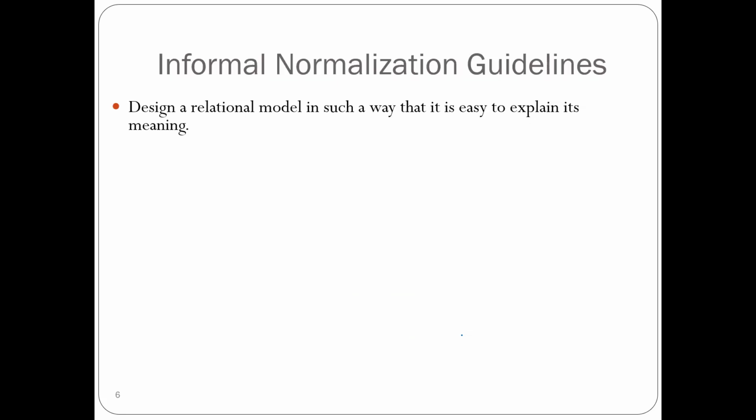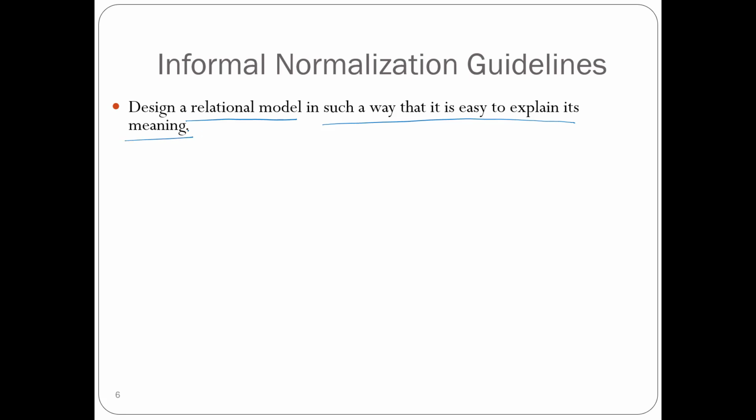Okay, good. So let's continue this discussion and let's see what the informal normalization guidelines are. Here again, it will not be very technical stuff till these one or two slides, and after that, we'll get into a little detail and we'll learn a few interesting things. So the informal guidelines that we have for normalization go like this. Design a relational model in such a way that it is easy to explain its meaning.